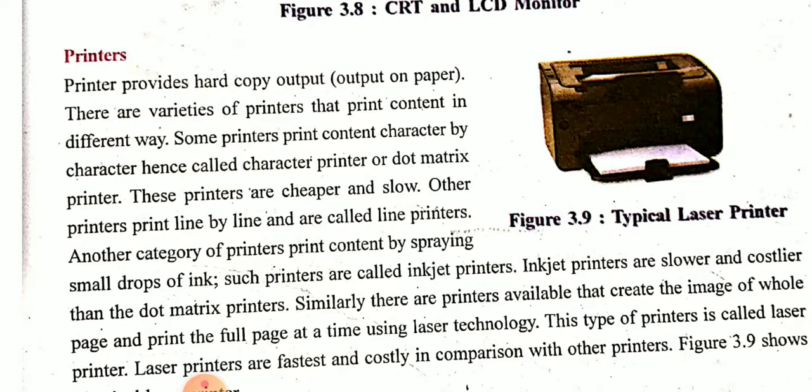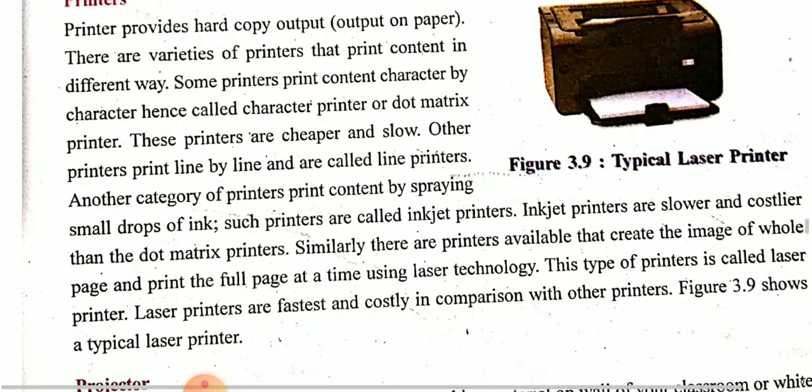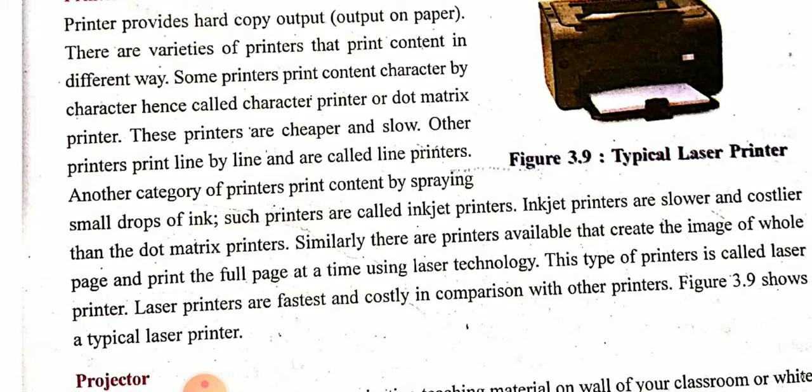Like if I want my name as output, some printers print the content B H A R A T I. It means it prints my name character wise. First it prints B, then H, then A, so it is very slow and takes more time to print. This is called a dot matrix printer, and a dot matrix printer is very slow and also cheaper.